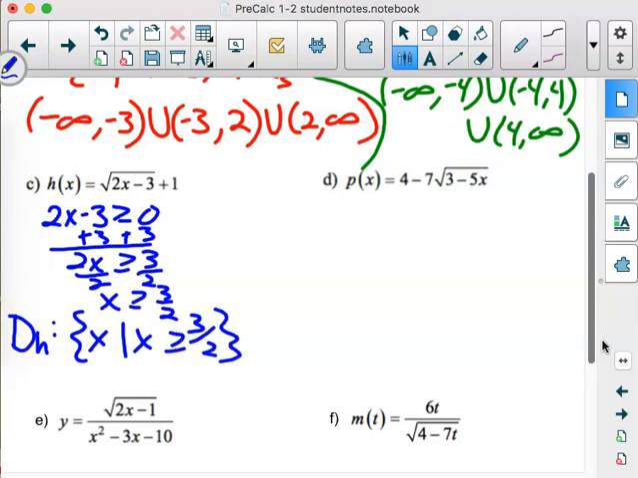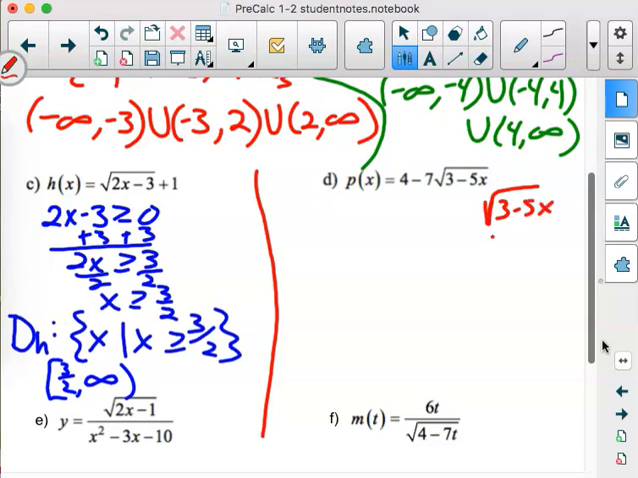And in interval notation, walking on the number line, we hit 3/2. 3/2 is good, and we can go to the right forever. And that's going to be our interval notation. For D, we have another square root. No denominator to worry about, but another square root. So the square root of 3 minus 5x, we know 3 minus 5x has to be greater than or equal to 0.